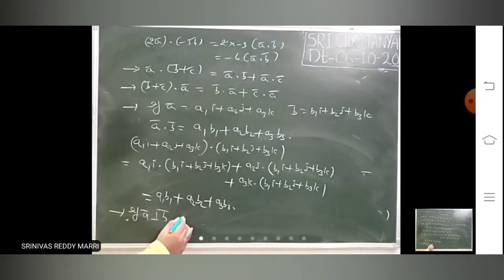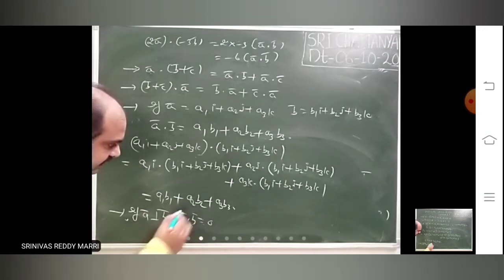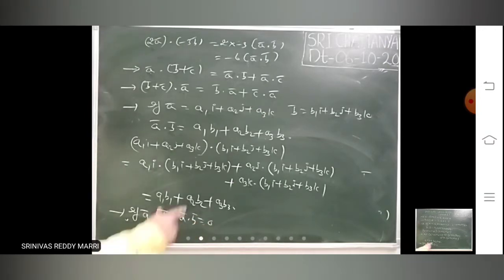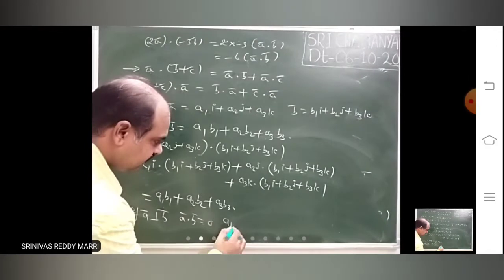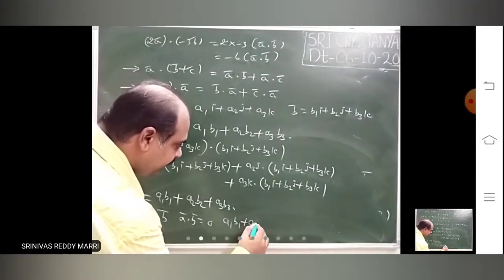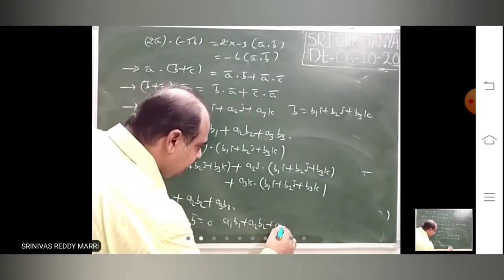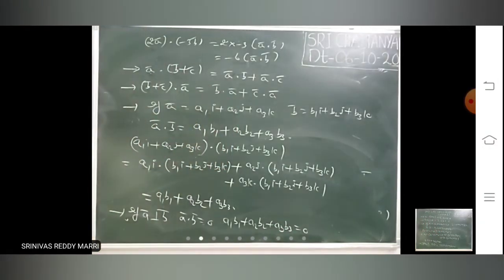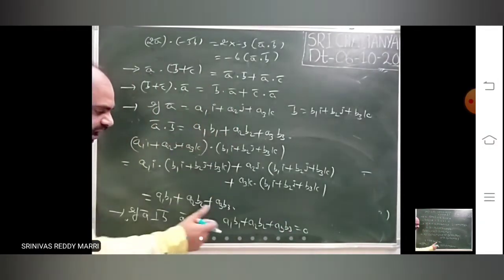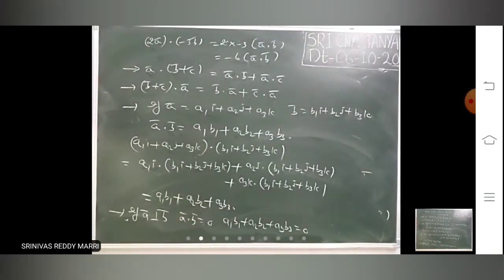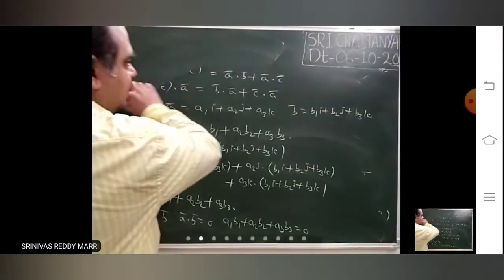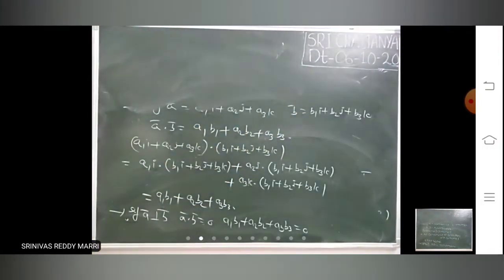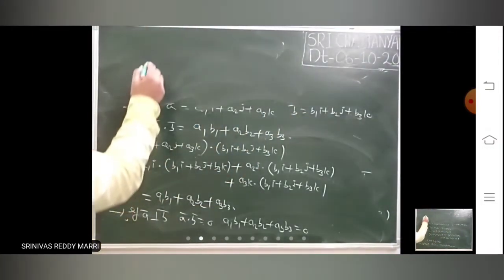If A bar is perpendicular to B bar, what is that? A dot B will be 0. That means A dot B equal to 0 means A1 B1 plus A2 B2 plus A3 B3 is 0. If they are perpendicular vectors, the dot product will be 0. Whenever perpendicular is there, you use this condition, dot product equal to 0. Two vectors are perpendicular means dot product will be 0.